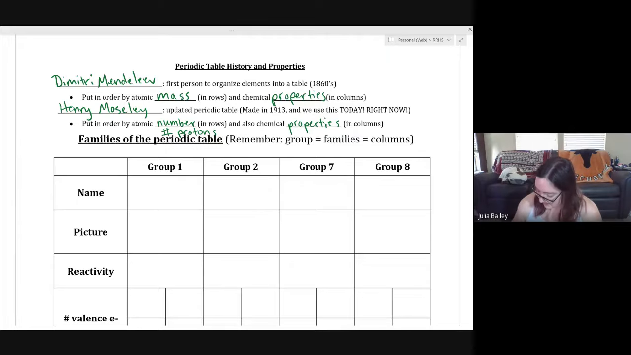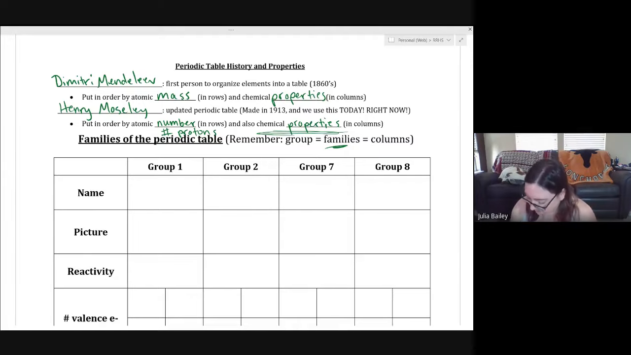But the number of protons, while that does give us a good order for the periodic table, the most fascinating thing about the periodic table is those chemical properties in the columns, because it turns out that certain elements share properties with other elements. And we call those elements sharing a property families. On the periodic table, those are groups or columns.